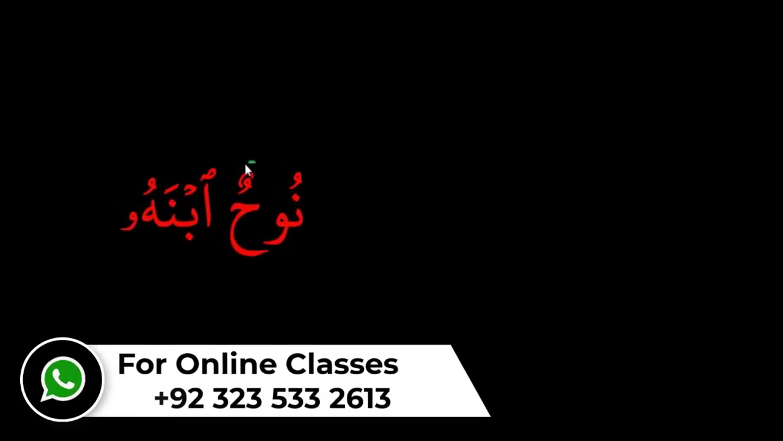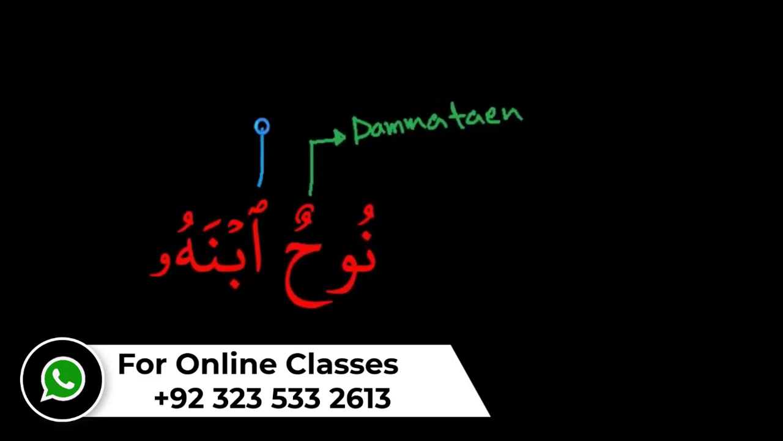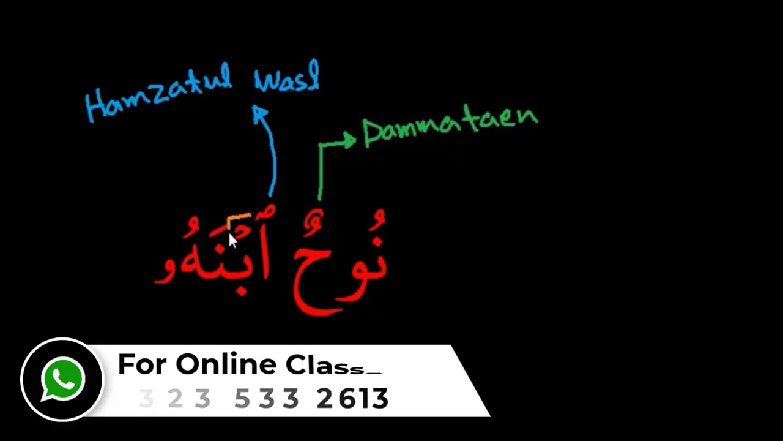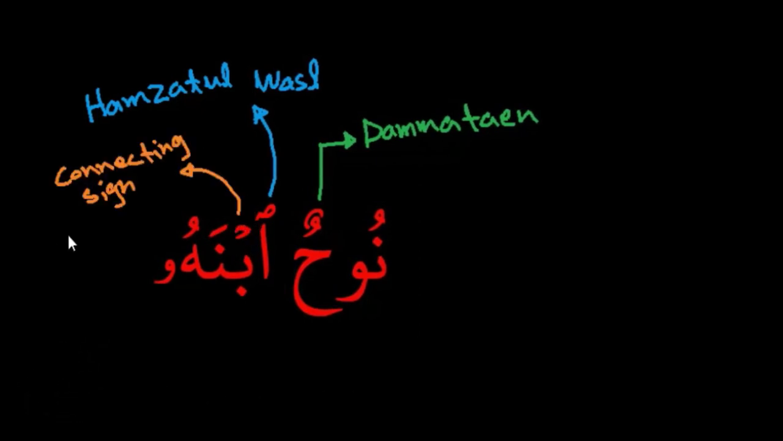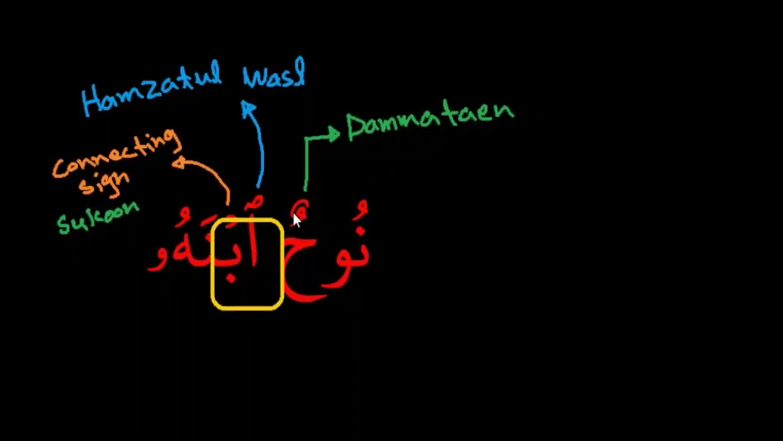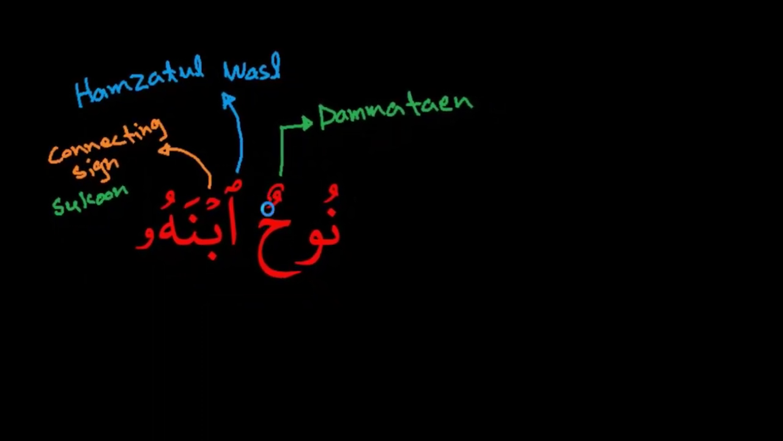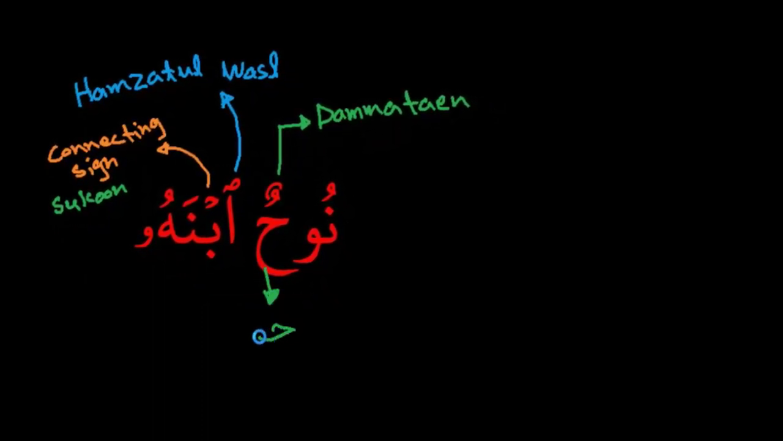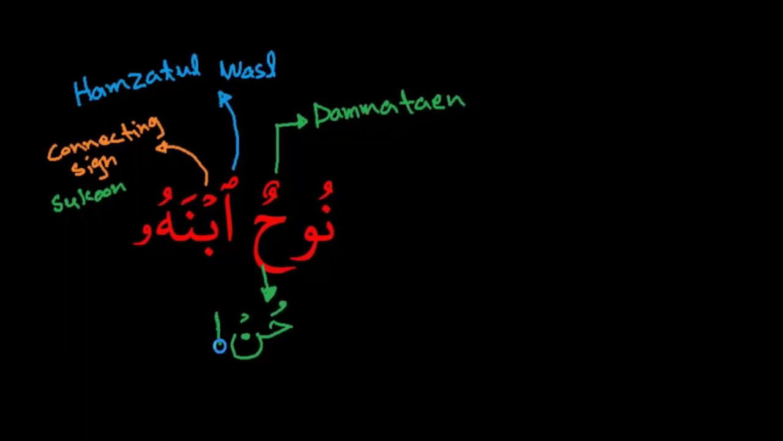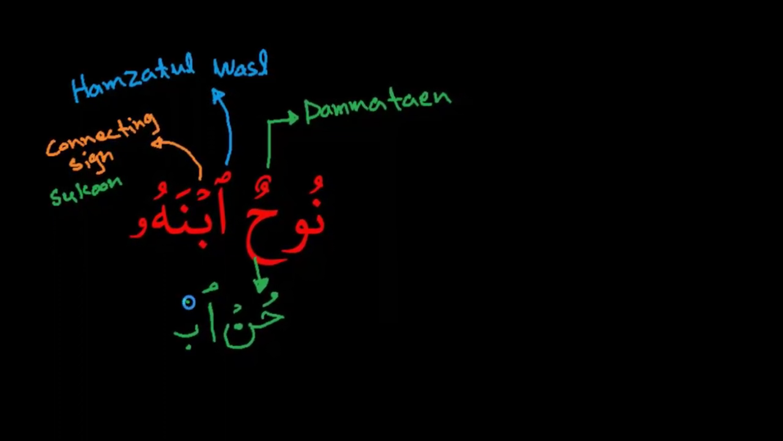Let's take the last example. In this example, as you can see, the letter ha has dhammatain on the top, and the next letter is hamzatul wasl, and after that the next letter has a sukun sign on the top. Now in such a combination, the same thing we have to do, that we have to express the hidden noon which is inside the dhammatain. We are going to open that, and we can write it down in this way. We can express the hidden noon, and after that we have the alif which is hamzatul wasl, and then the letter ba with sukun sign.